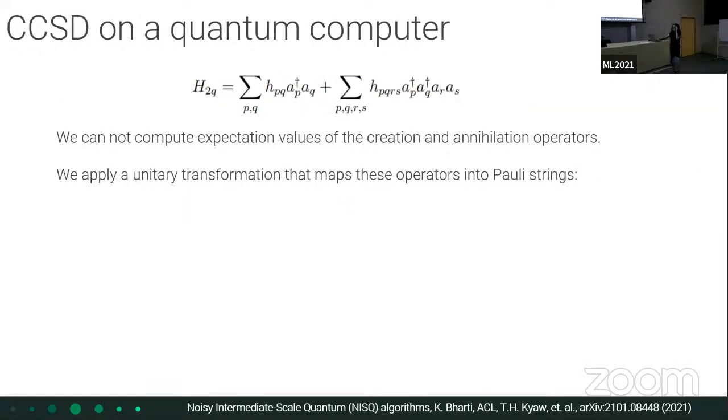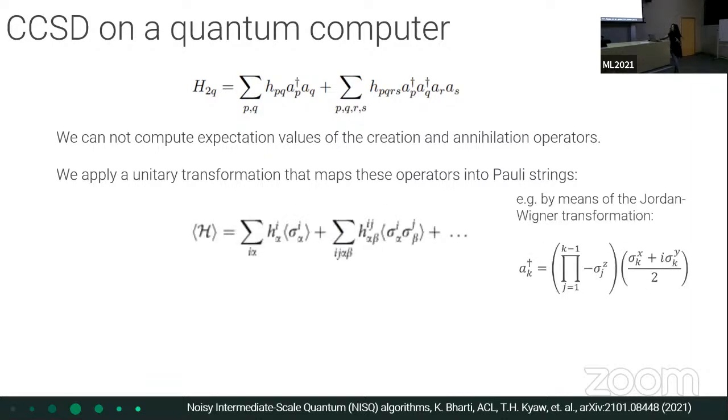So in the end, we cannot compute the expectation value of this Hamiltonian written in this form. What we can do is to map this Hamiltonian into something that we can measure in our quantum computer. And to do that, we use transformations like the Jordan-Wigner transformation, which maps these fermionic operators into the spin operators that we can measure in our quantum computer, these Pauli strings that I mentioned before. And these are the ones that we can measure in the quantum circuit.